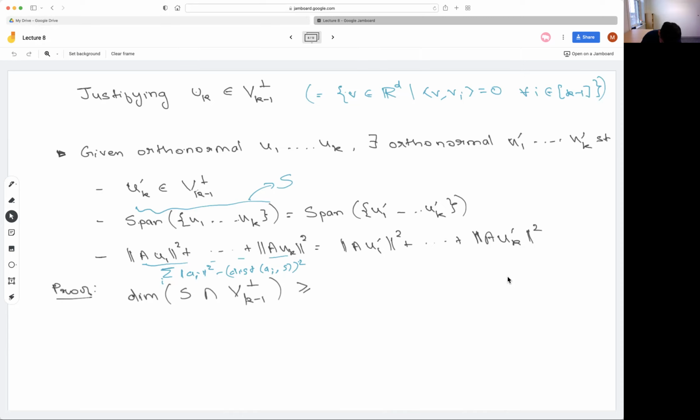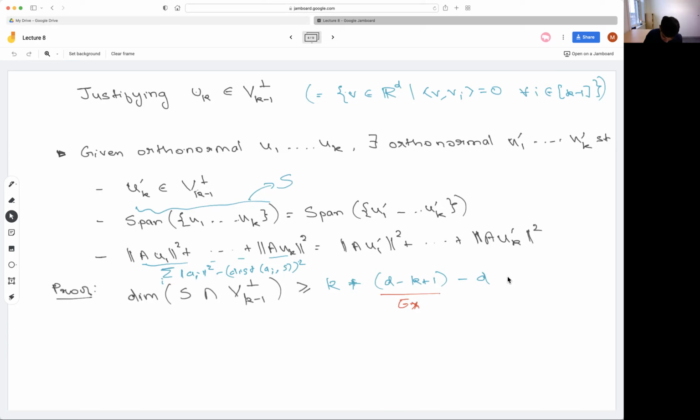The dimension of S was k. The dimension of Vk minus 1 perp, and this is an exercise, is d minus k plus 1. That's something you should check. Again, it's related to things you've already seen in the homework and some exercises. And we know that the dimension of the intersection of two subspaces is greater than or equal to the dimension of the first one plus the dimension of the second one minus the dimension of the total space in which they lie. This is something we also used in the last lecture. Okay.